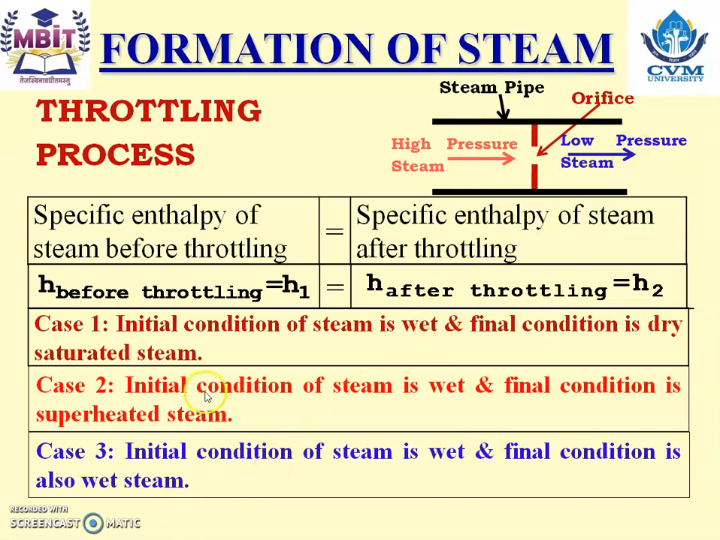Now, we have considered that the initial condition is wet in all three cases, because we are interested in calculating the dryness fraction of steam. It means we are entering only wet steam and we want to know the X for the wet steam. Due to the condition that specific enthalpy remains constant before and after throttling, there can be three cases: wet steam can be converted into dry steam, wet steam can be converted into superheated steam, and wet steam remains wet steam.